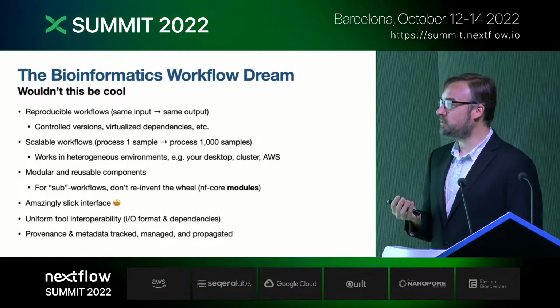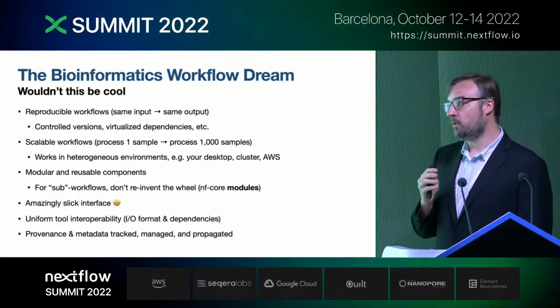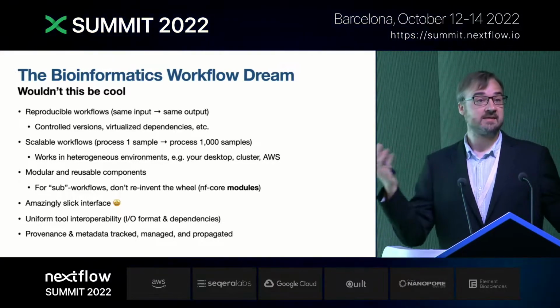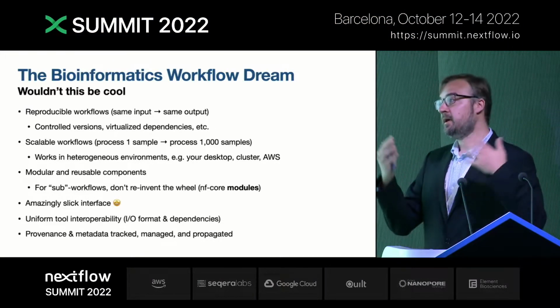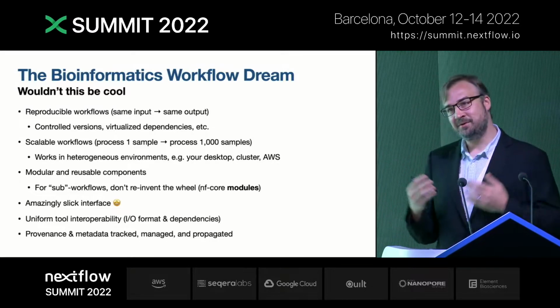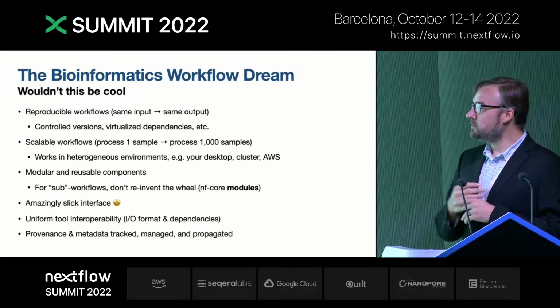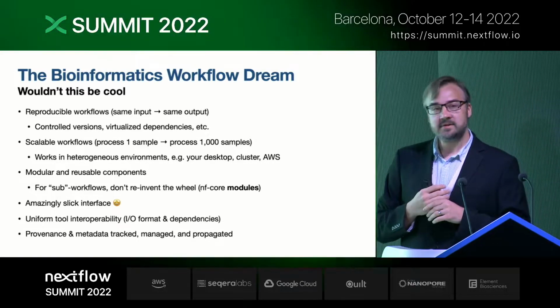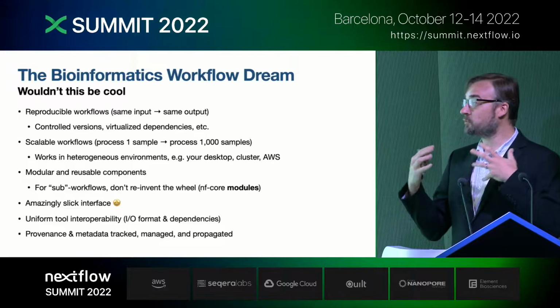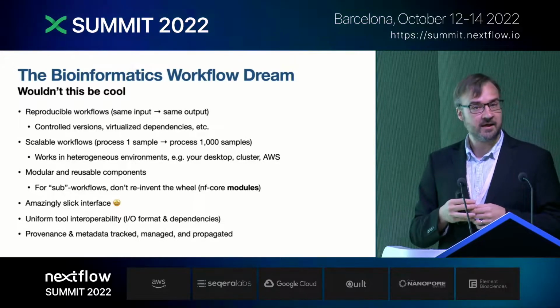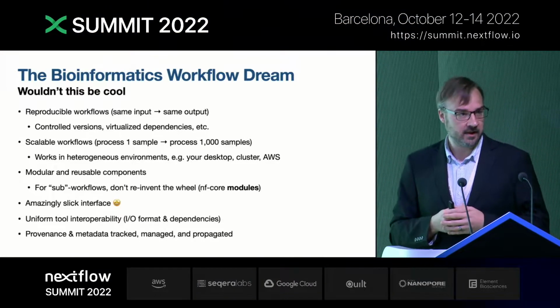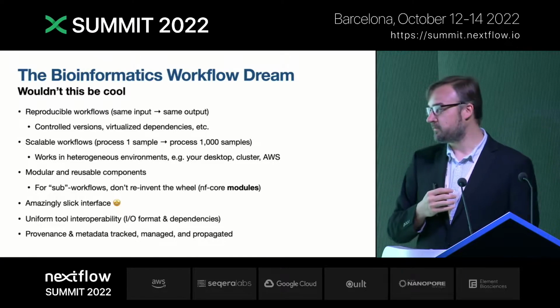So you'd want to be able to run your workflow on one sample or many samples for an experiment for a paper, and then if it's a really nice tool, you'd like to be able to do this at scale, right? Maybe on thousands of samples. You'd like modular and reusable components. You don't want to have to rewrite the same thing over and over and over again. This is a general principle of programming languages, but I think it's also a principle of workflows.